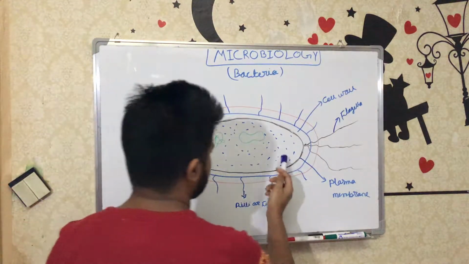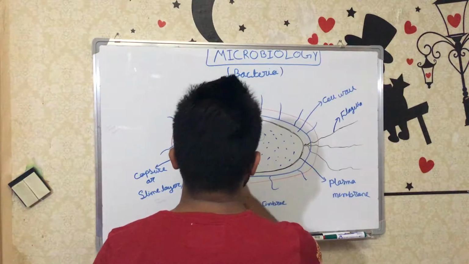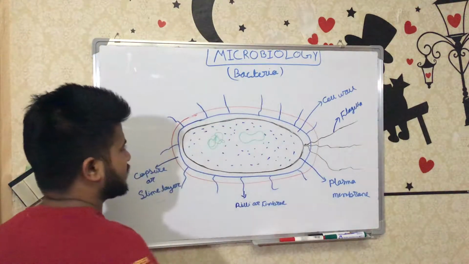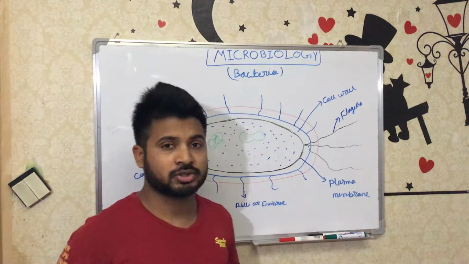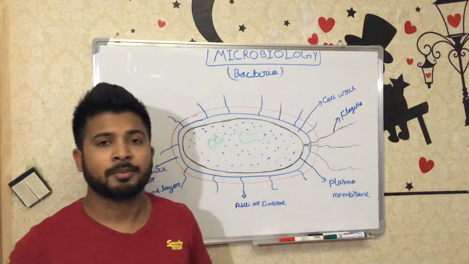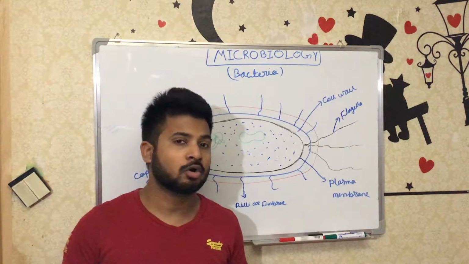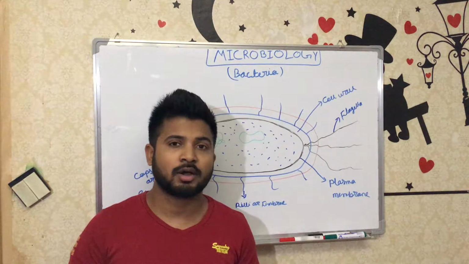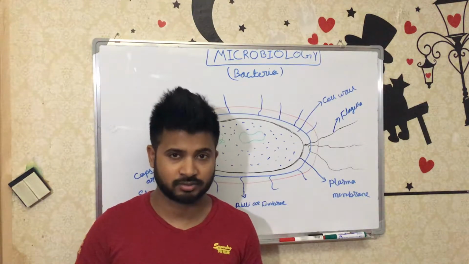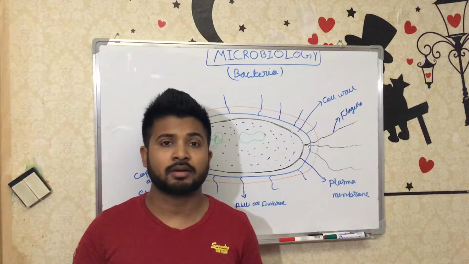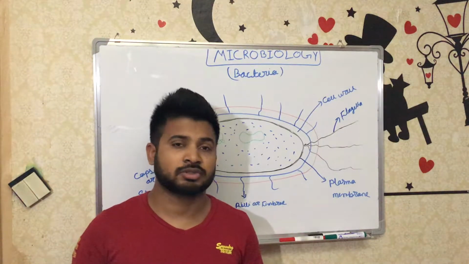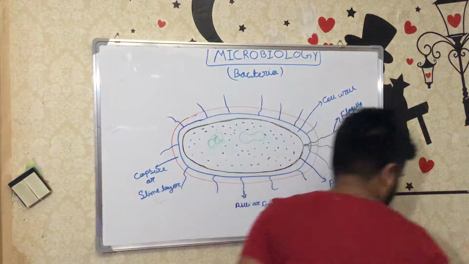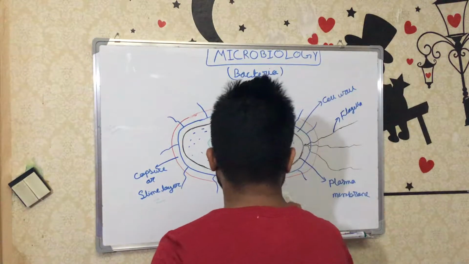Then the plasma membrane, you can say this is the plasma membrane, and the cell wall. Now we will discuss the cell structure in depth, because cell structure is very important: a lot of antimicrobial drugs act on the cell, or destroy or inhibit cell structure formation. That's why we should know about the cell structure. So let's discuss the cell structure.